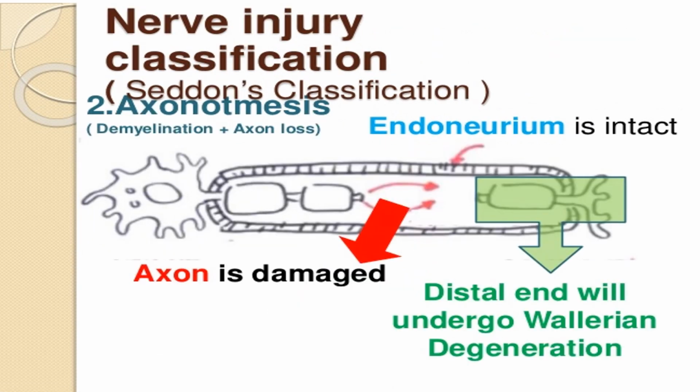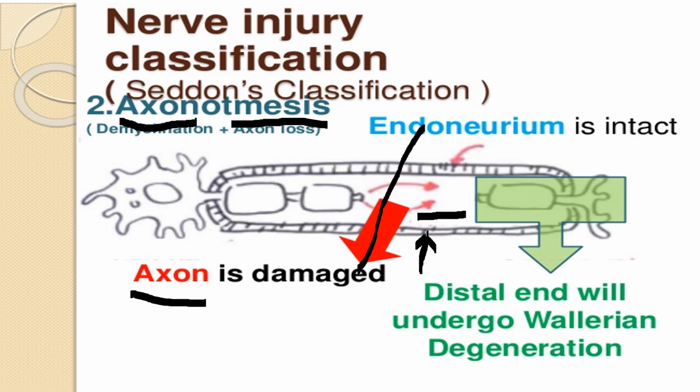Then coming to axonotmesis. The difference between neuropraxia and axonotmesis is that the axon is damaged. That's why it is called axonotmesis. That is damage or cutting of the axon. The axon is damaged, but the endoneurium is intact. When the axon is damaged, the part distal to the nerve injury, suppose here is the injury, will undergo degeneration, which is known as Wallerian degeneration.